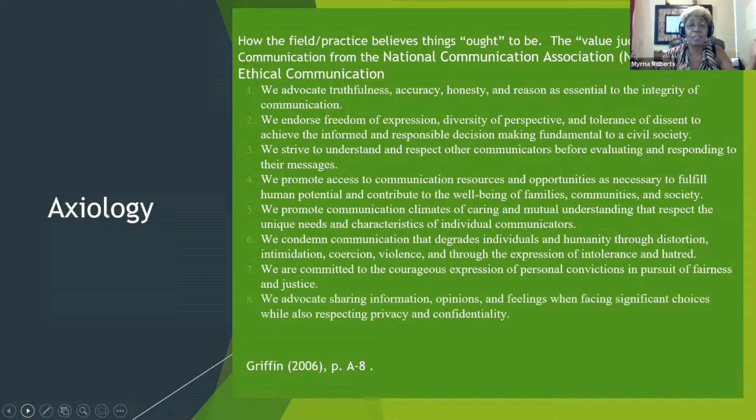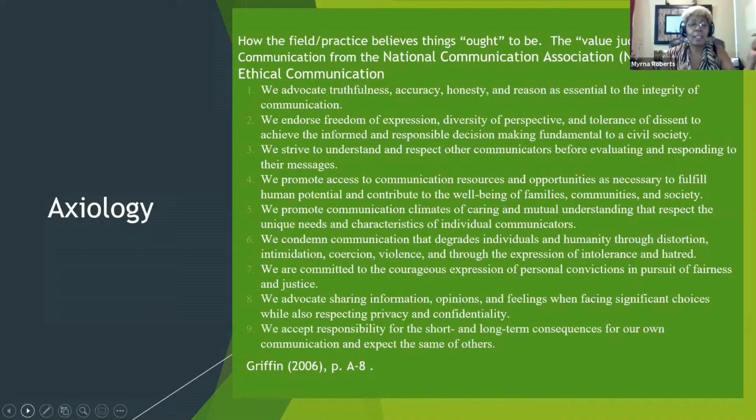Again, I'm telling you all this for a reason. We advocate sharing information, opinions, and feelings. That's right up my alley. And we accept responsibility for short and long-term consequences of our own communication and expect others to do the same. Now, the reason why I told you all of that is because I expect y'all to hold me to that, because that's kind of what I'm holding you to. That's kind of what I come to the table expecting.